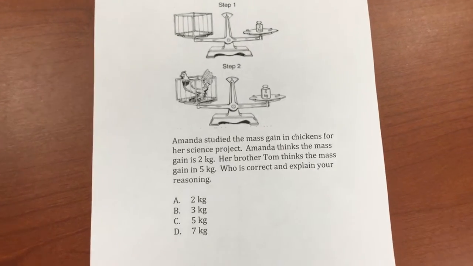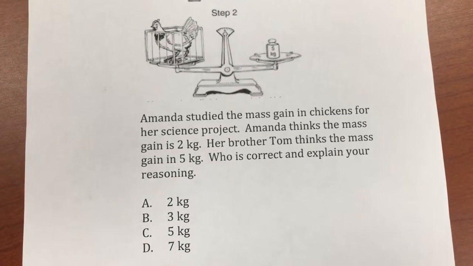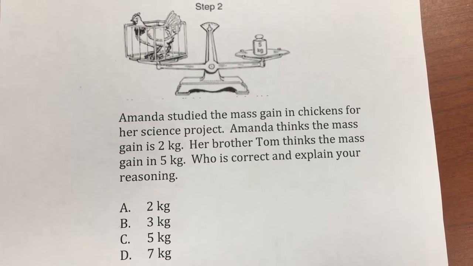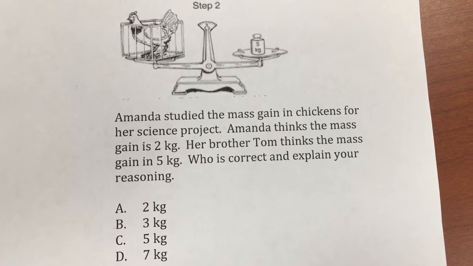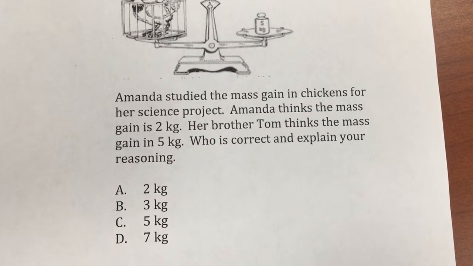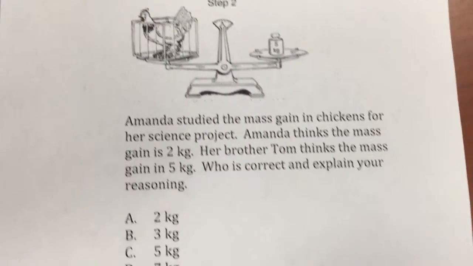Let's now tweak this question just a little. Critiquing the reasoning of others is a great way to reveal one's understanding. However, I'm going to add just a small twist to see how confident the student is in her own understanding. You see, in this problem, both Amanda and Tom are wrong. Amanda studied the mass gain in chickens for her science project. Amanda thinks the mass gain is 2 kilograms. Her brother Tom thinks the mass gain is 5 kilograms. Who is correct, and explain your reasoning?